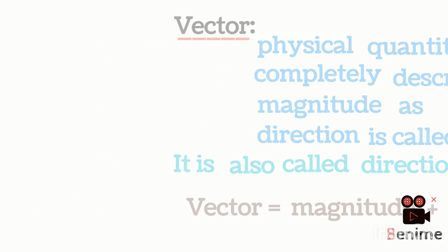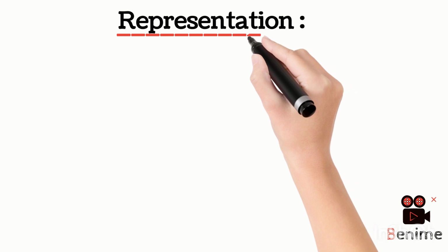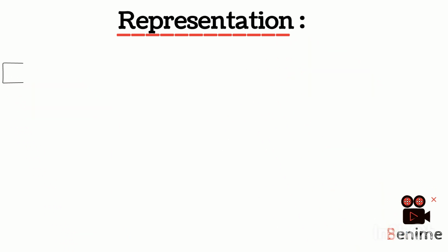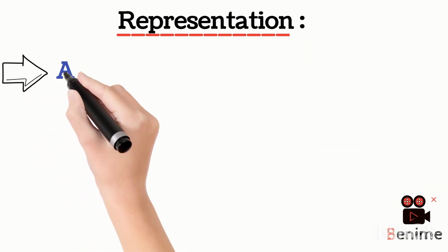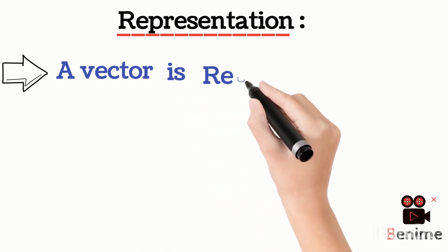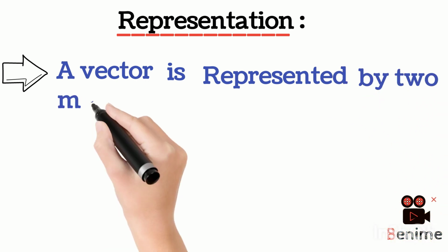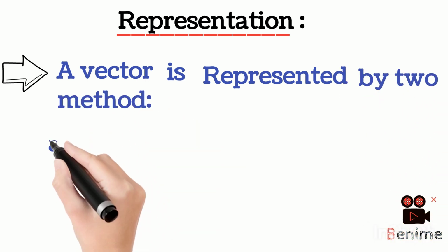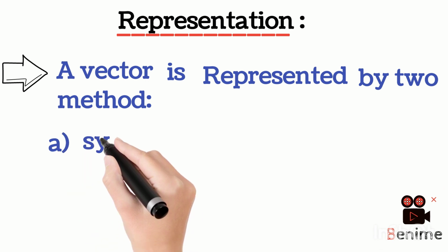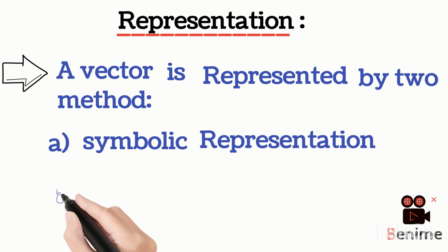Representation. A vector is represented by two methods: a, symbolical representation; b, graphical representation.